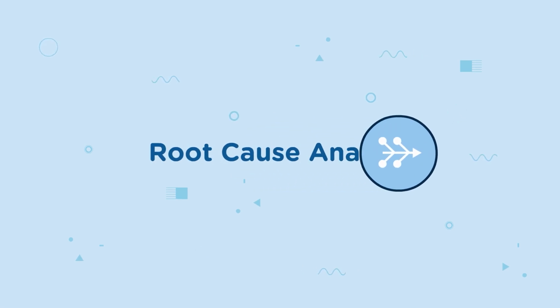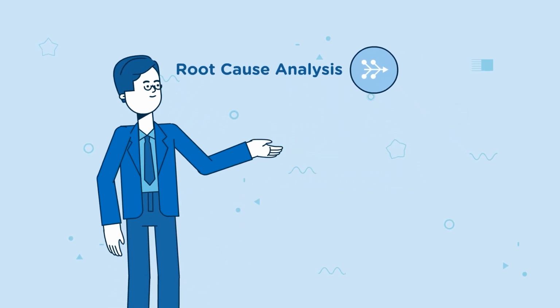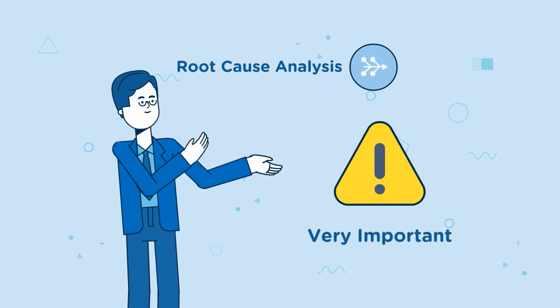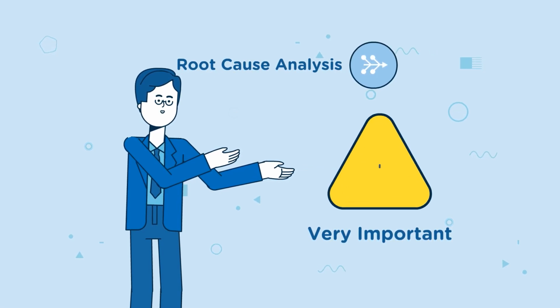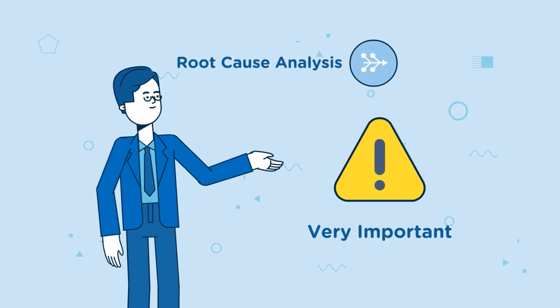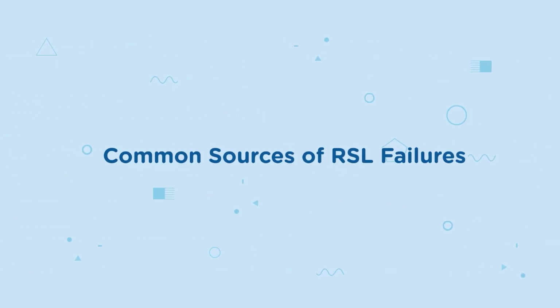Next, we move to the root cause analysis. This is often the most difficult part of a failure resolution. It is important to do this properly to find out why the failure occurred. There can be many reasons for an RSL failure.